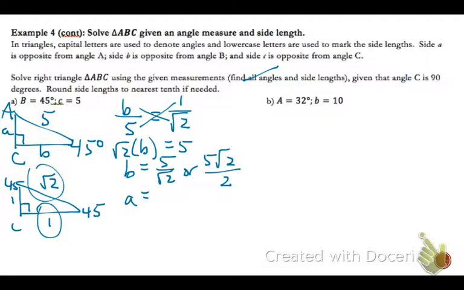And then I know in a 45, 45, 90 degree triangle that the side lengths, the legs, are the same because the angle measures are the same. So I don't have to do any more figuring.